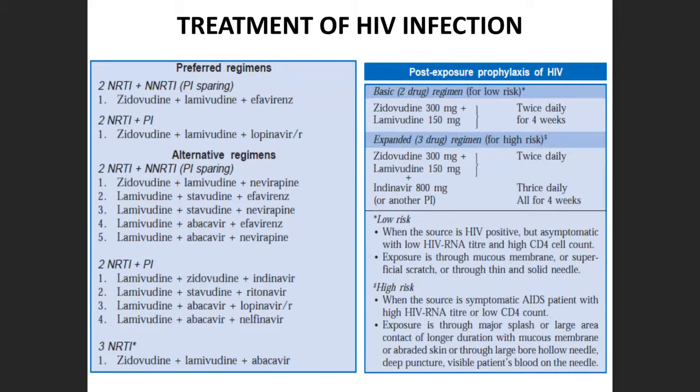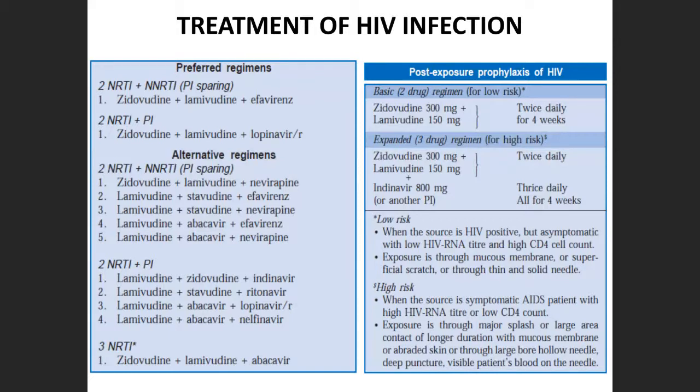How are they exposed? They are exposed through a superficial scratch or a needle or through mucous membrane, etc. High risk people are also HIV positive, but they are symptomatic. They are showing symptoms, symptomatic AIDS patients. And why are they symptomatic? Because their viral load, the HIV RNA titer, is very high and the CD4 count is less. That means the virus is more than the body can fight.